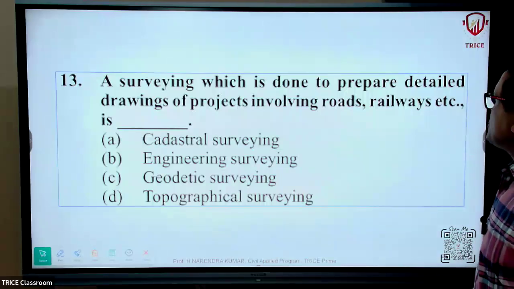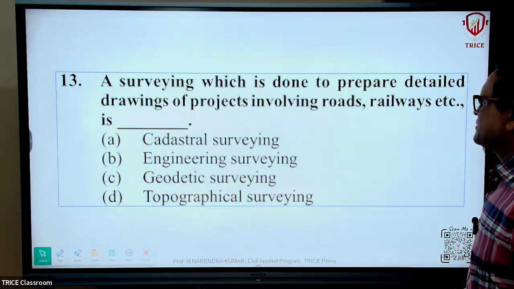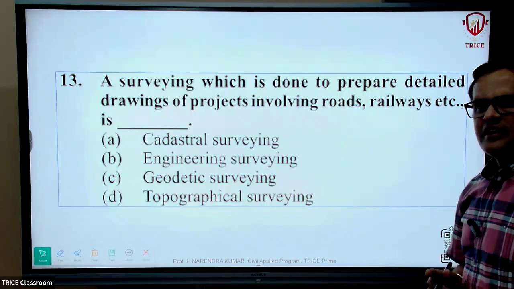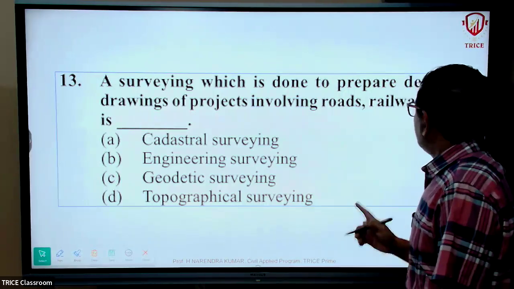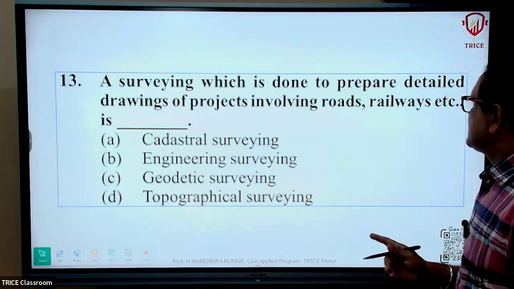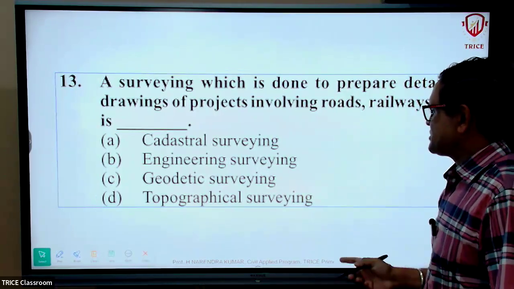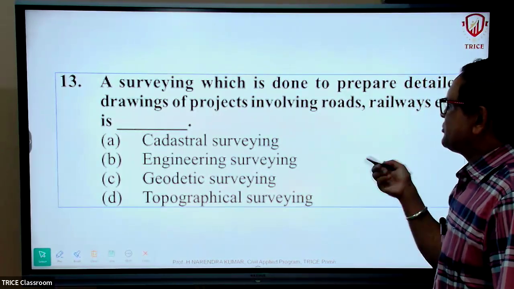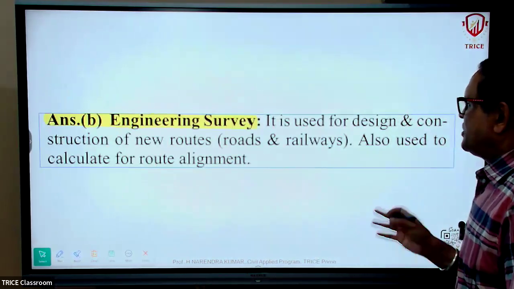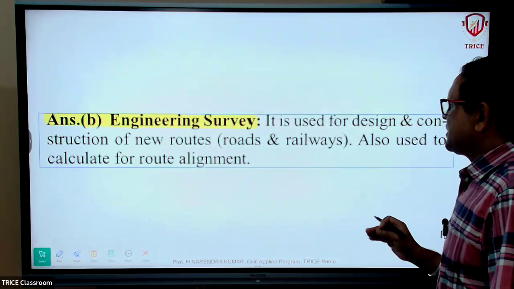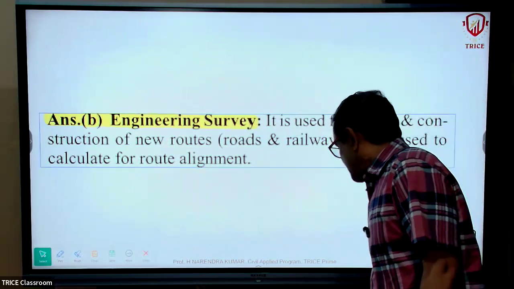A surveying which is done to prepare detailed drawings of projects involving roads, railways. Once again I repeat, you need to read the question two times. Cadastral surveying, engineering surveying, geodetic surveying, topographical surveying. It is easy for you to choose the answer because the others are for different matters. Engineering survey deals with the design and construction of new routes and railways, also used for route alignment. I think you are all familiar with that.